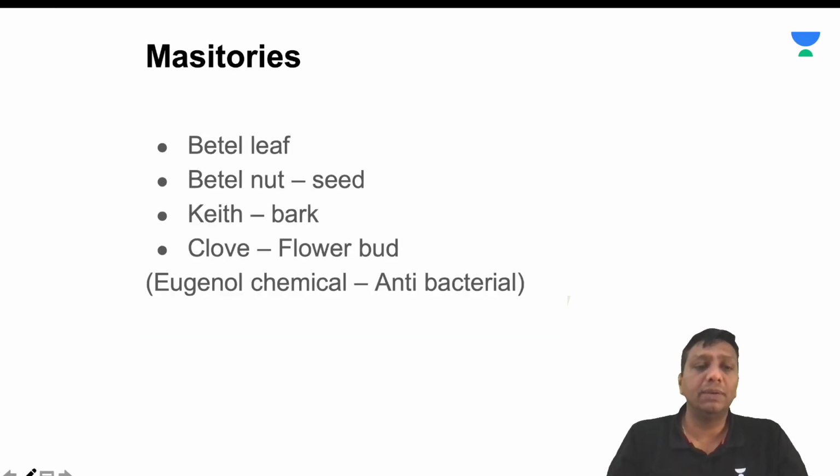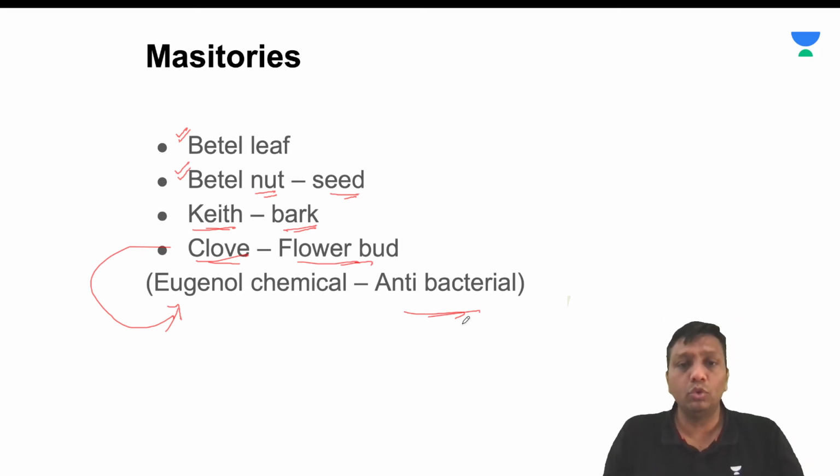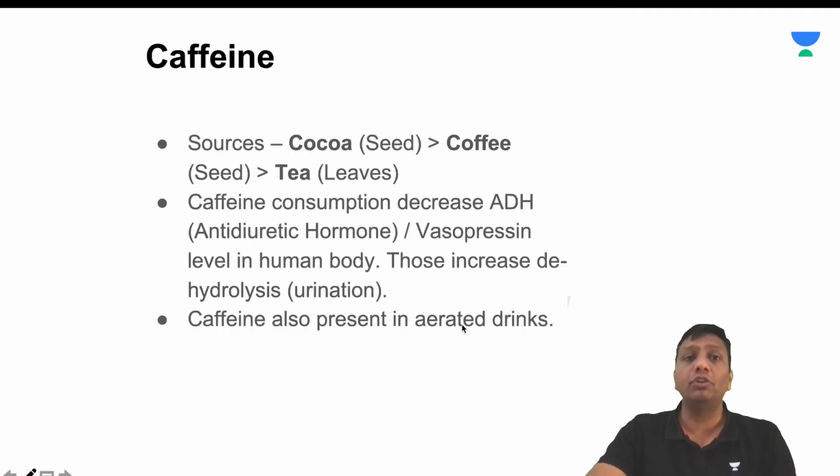Now comes Masticatories. What is Masticatories? Pan products. The pan patta is a betel leaf. Betel nut, which we can call supari, that seed portion is edible. Catechu is the katha, the bark portion is edible. Clove, you know, laung, is a flower bud we are using, and in this flower bud there is eugenol, which is antibacterial. That's why when you have a toothache, you take this, and it provides relief, guys.